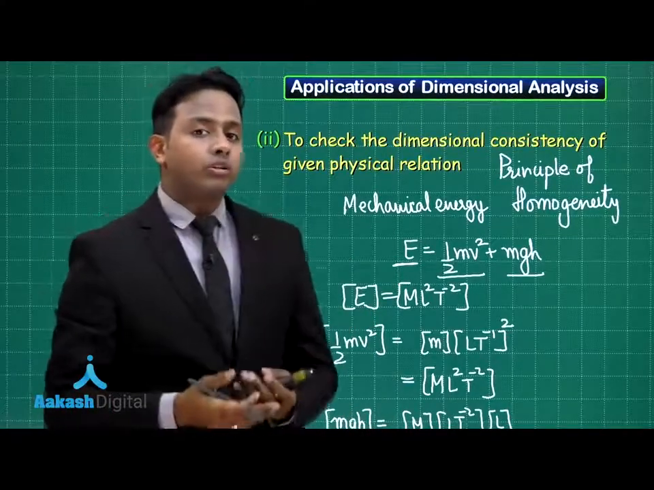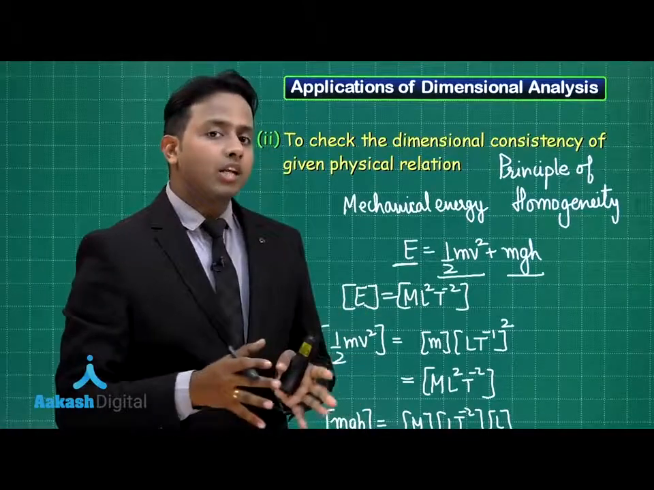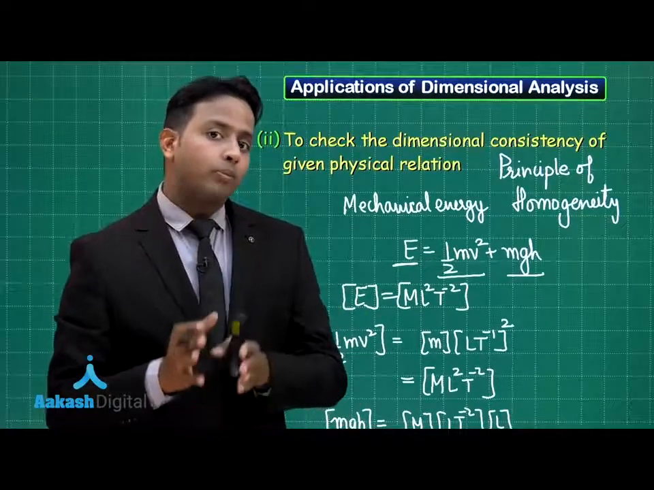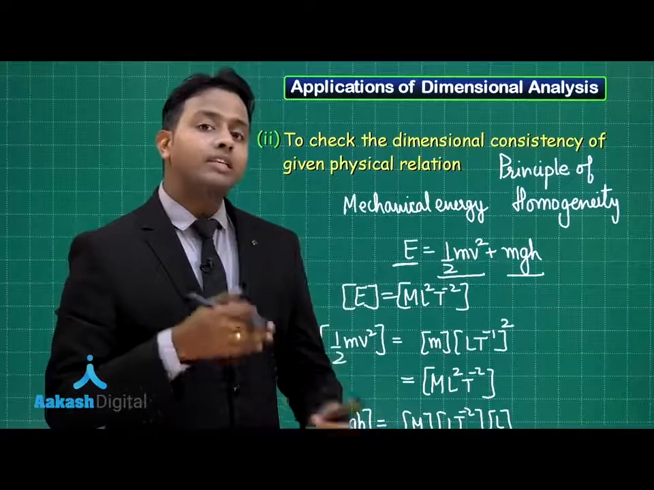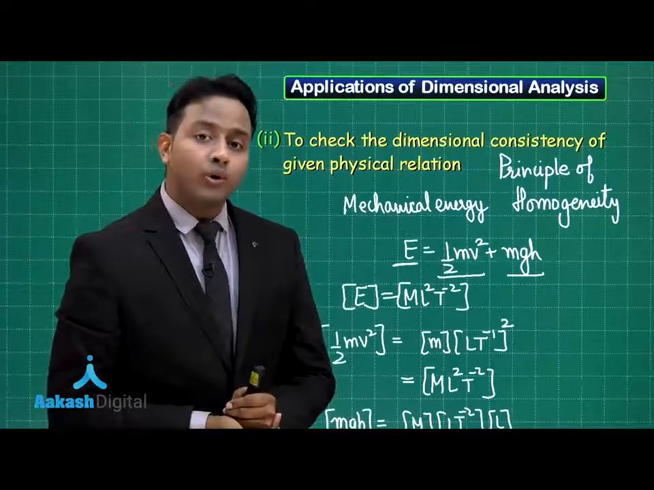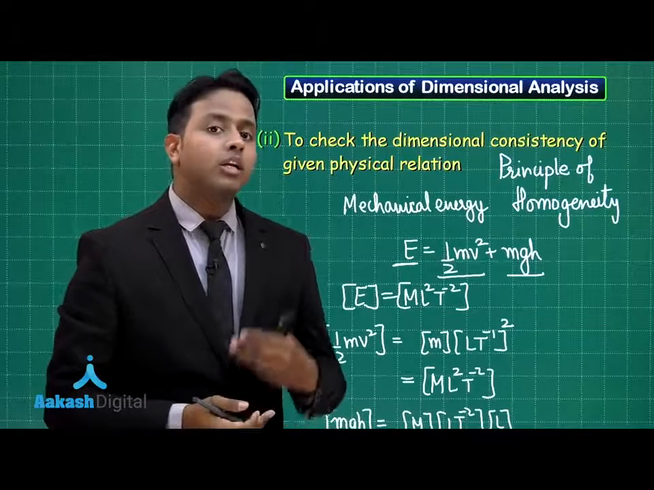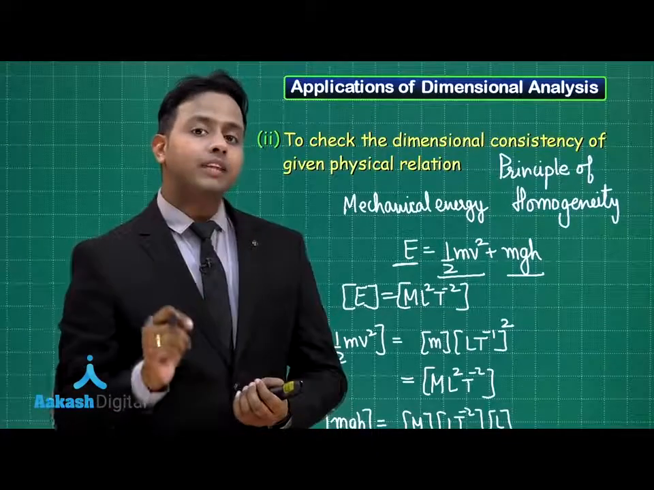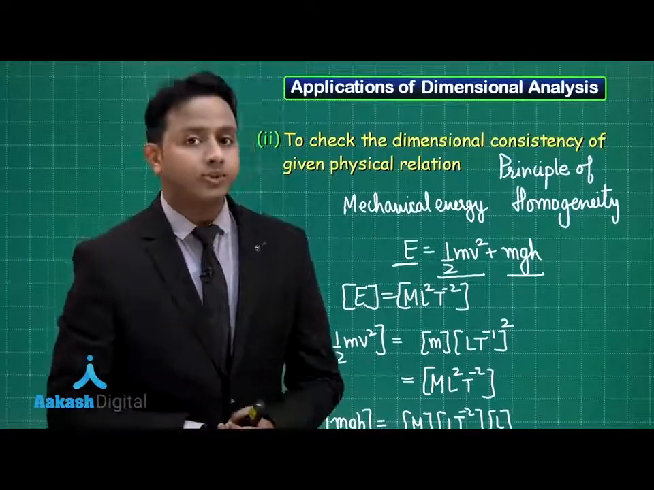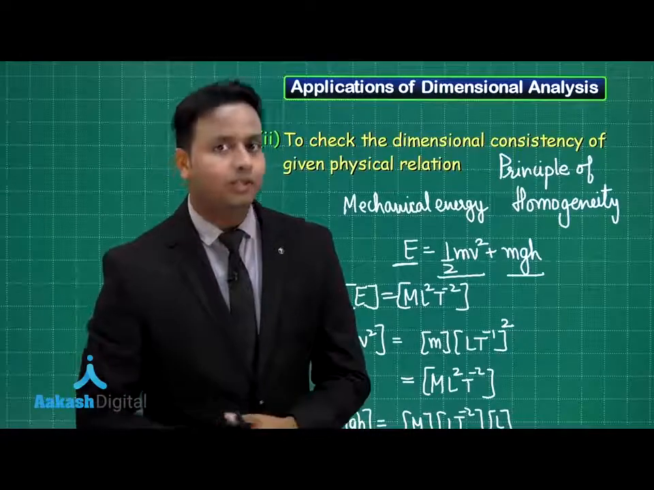Now you might be wondering that if a physical relation is valid, then it should be dimensionally correct. But is the vice versa true? No. It is not true always. If a relation is dimensionally correct, it cannot be said that it should be physically correct as well. How to check that? Let's proceed.